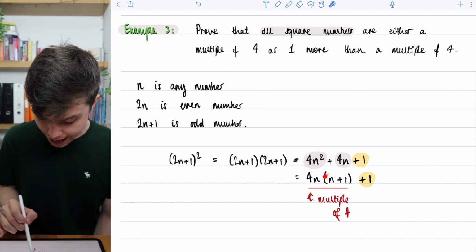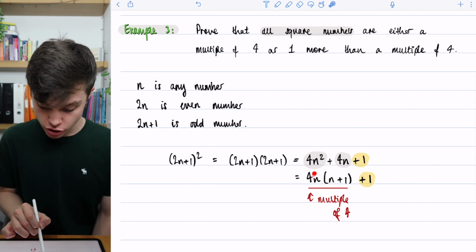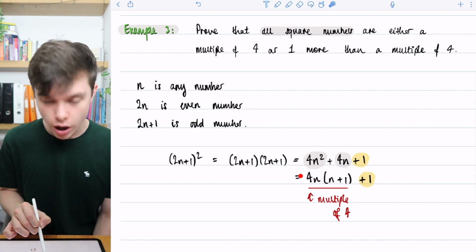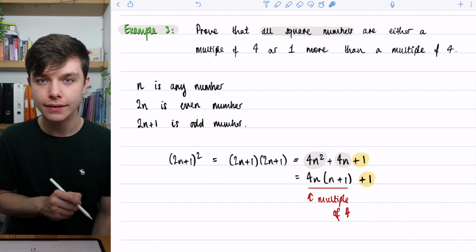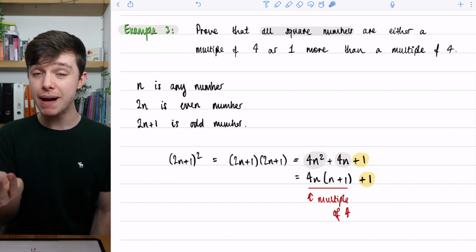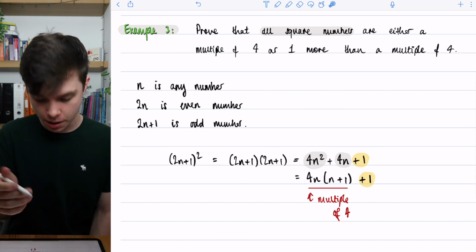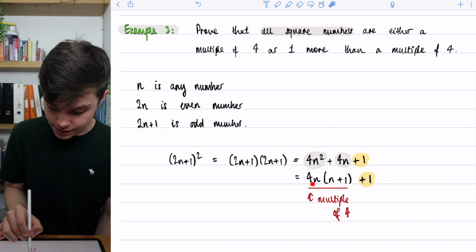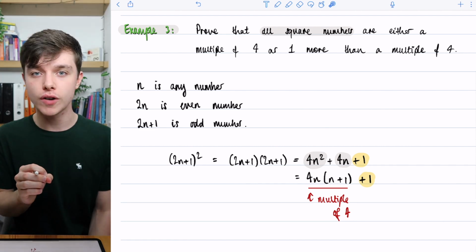We have any number, n plus 1, times by n, but I'm not really bothered about that n. We're just multiplying this by 4. And so it has to be a multiple of 4, this under the red line there. Okay? If I multiply a number by 4, then the number that I get is a multiple of 4. That's exactly what I'm doing here. I'm multiplying n times n plus 1 by 4. So it's got to be a multiple of 4.